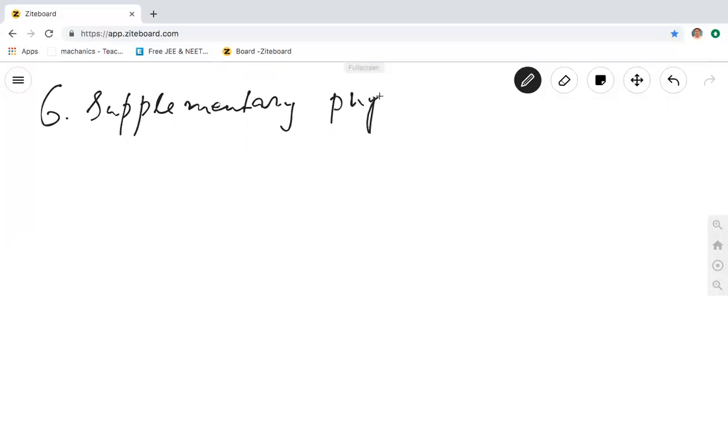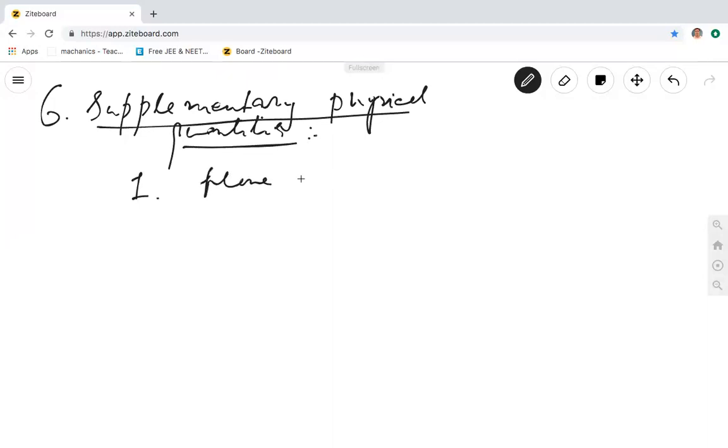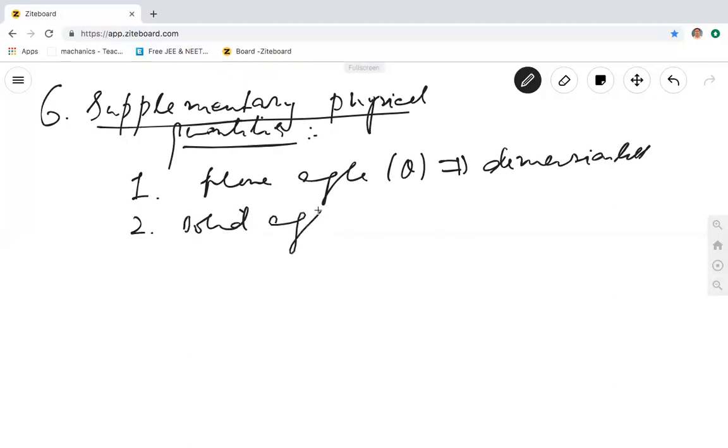Physical quantities. Supplementary physical quantities are only a few. Plane angle is a supplementary physical quantity. Plane angle, theta, is dimensionless. And number two, solid angle, omega. Again, dimensionless.